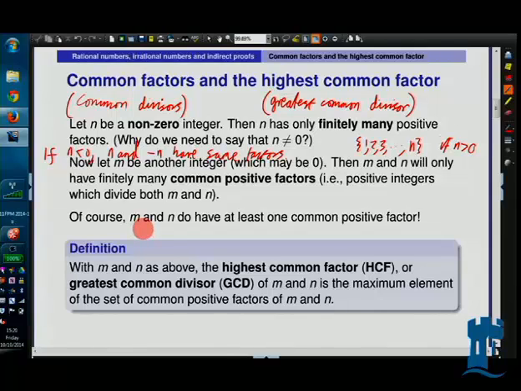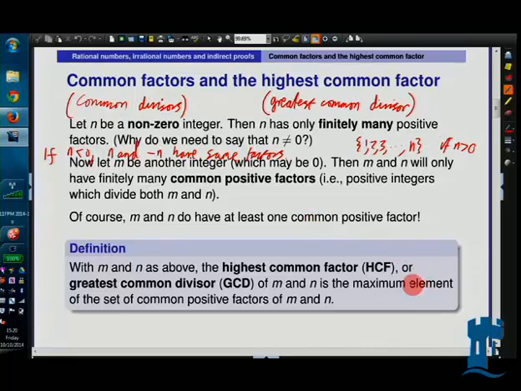One of them can be 0 as long as the other one isn't. Finitely many common factors, and you take the maximum one, the greatest common divisor, or the highest common factor, as it's called. I asked for the definition of highest common factor in the exam last year, and very few people could give me a straightforward answer.